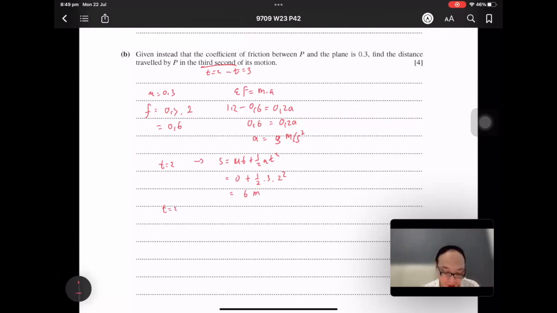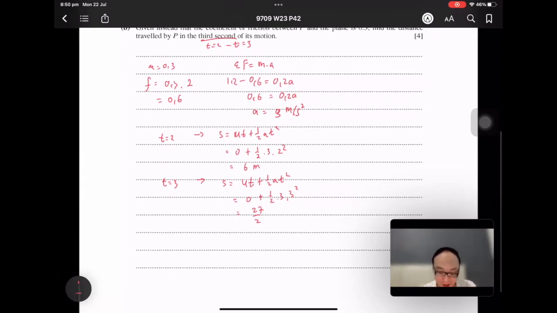When t equals 3, s equals ut plus half at squared, which is the same. So 0 plus half times 3 times 3 squared, so it's 27 over 2. That means the distance in the third second is 27 over 2 minus 6, which equals 7.5 meters.